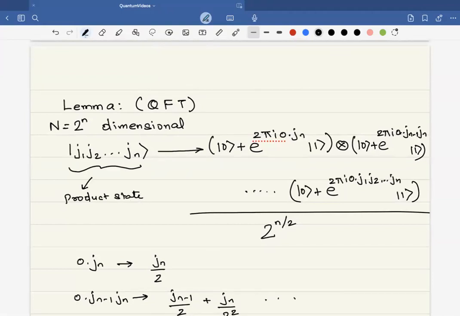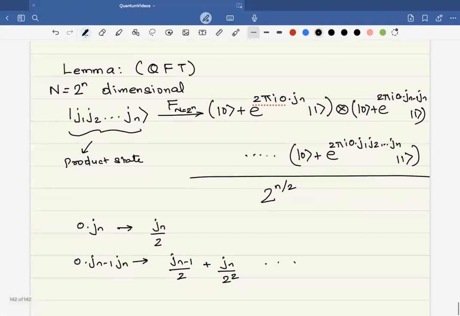Right? And the Fourier transformation takes this product state to another product state which looks like this. And this is used to simplify the circuit for the Fourier transform. So let's prove this lemma.